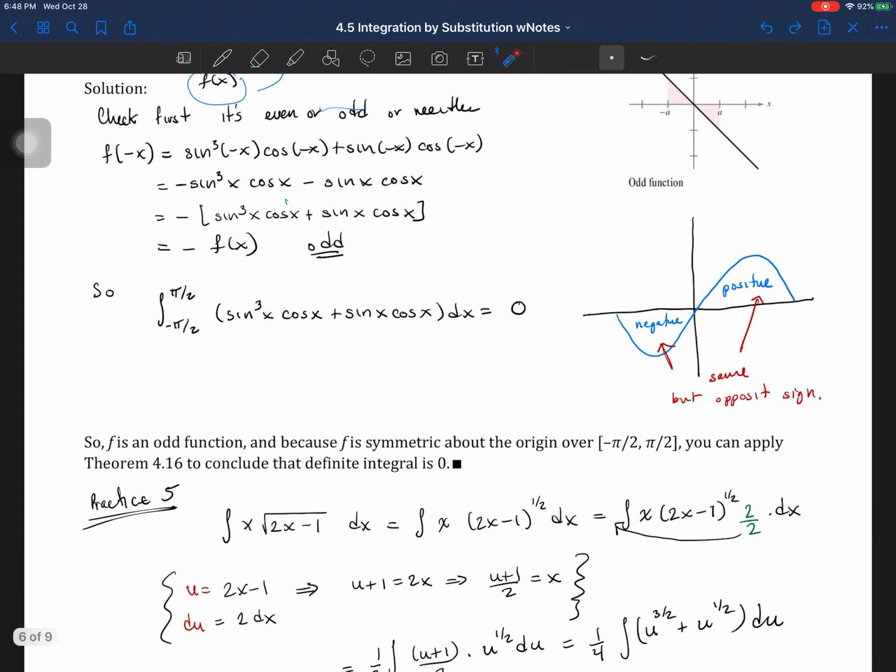And so the argument is this: being an odd function means you have a negative value and a positive value. When they combine with each other, they undo each other, so that's 0.